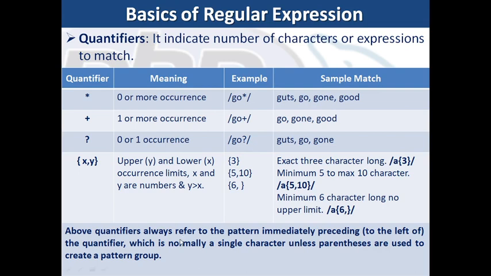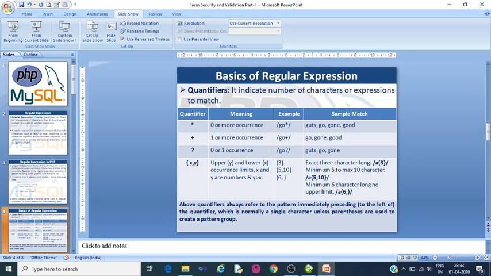These quantifiers always refer to the pattern immediately preceding, to the left of the quantifier. It means the star is meant for O, plus is meant for O, it is not meant for G. Question mark is meant for O. Here this 3 is meant for A only. This 5 or 10 limit is meant for A. This limit is also meant for A. So now we check it on the browser.